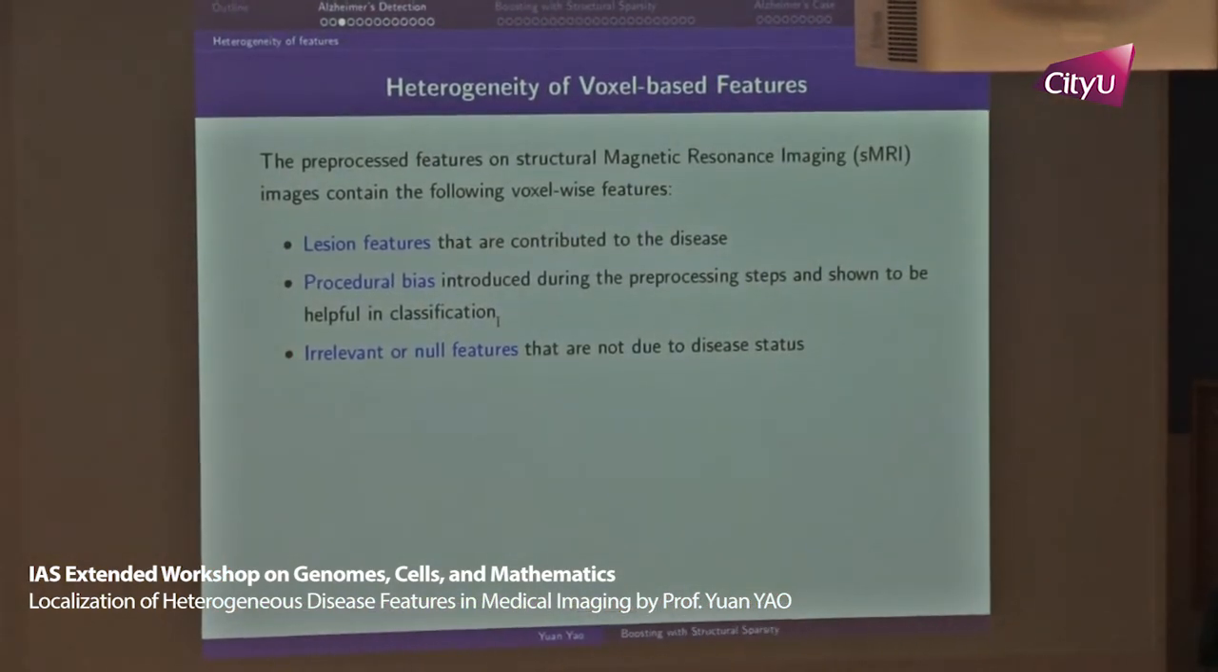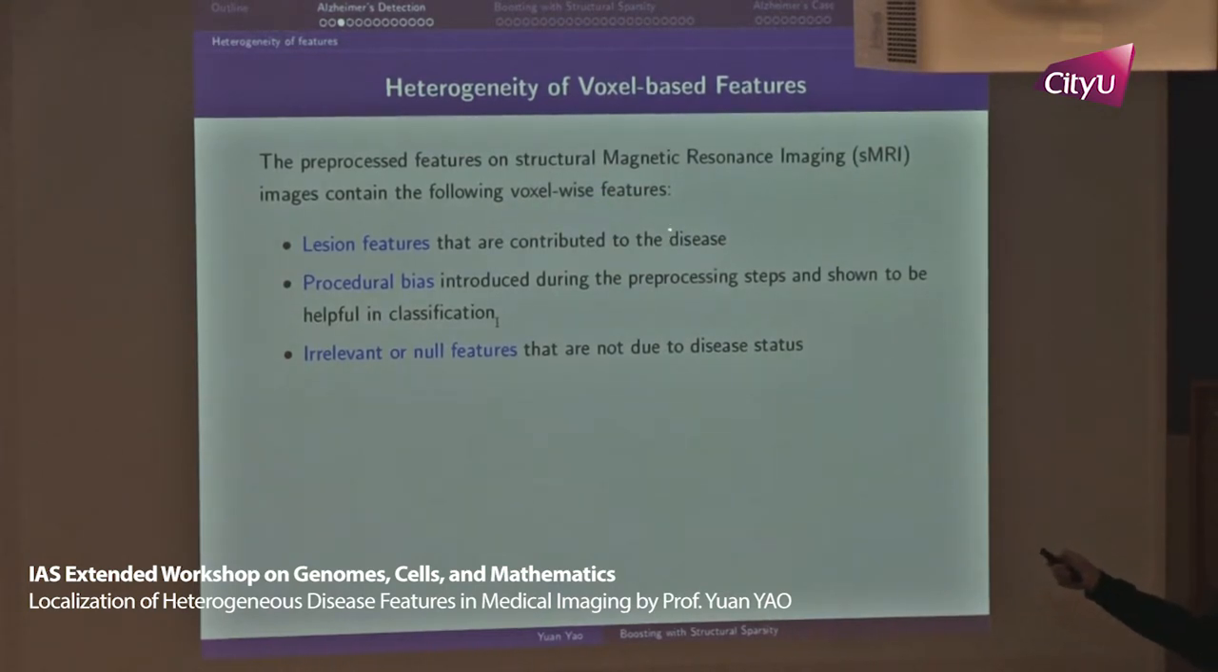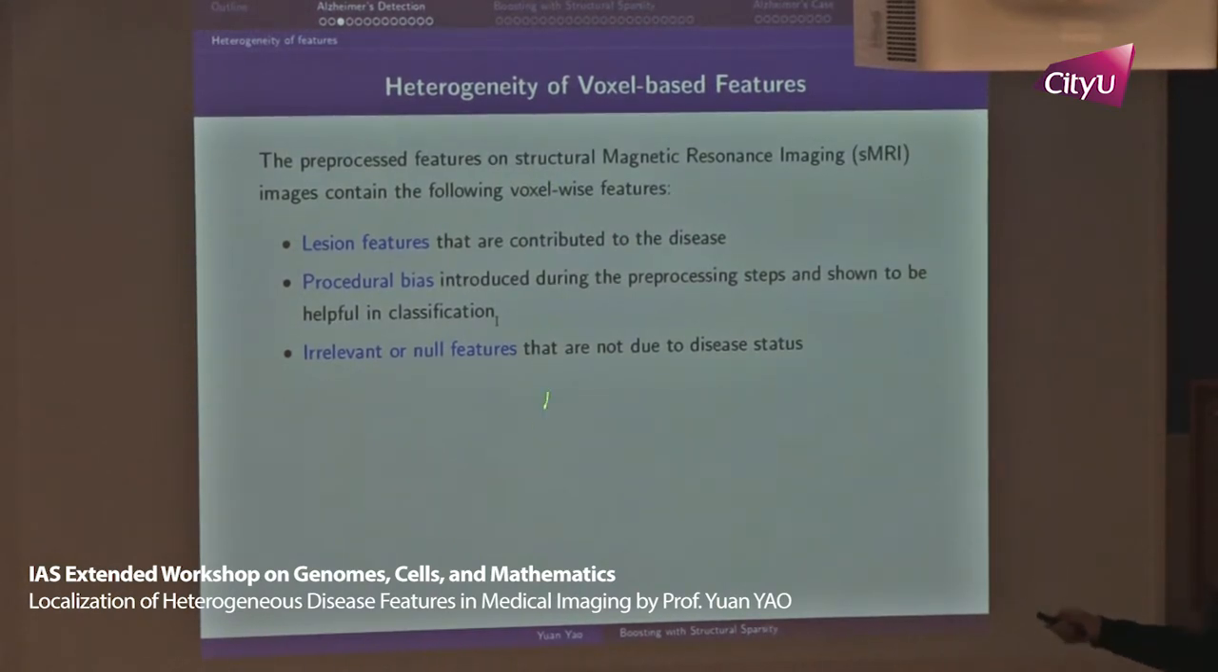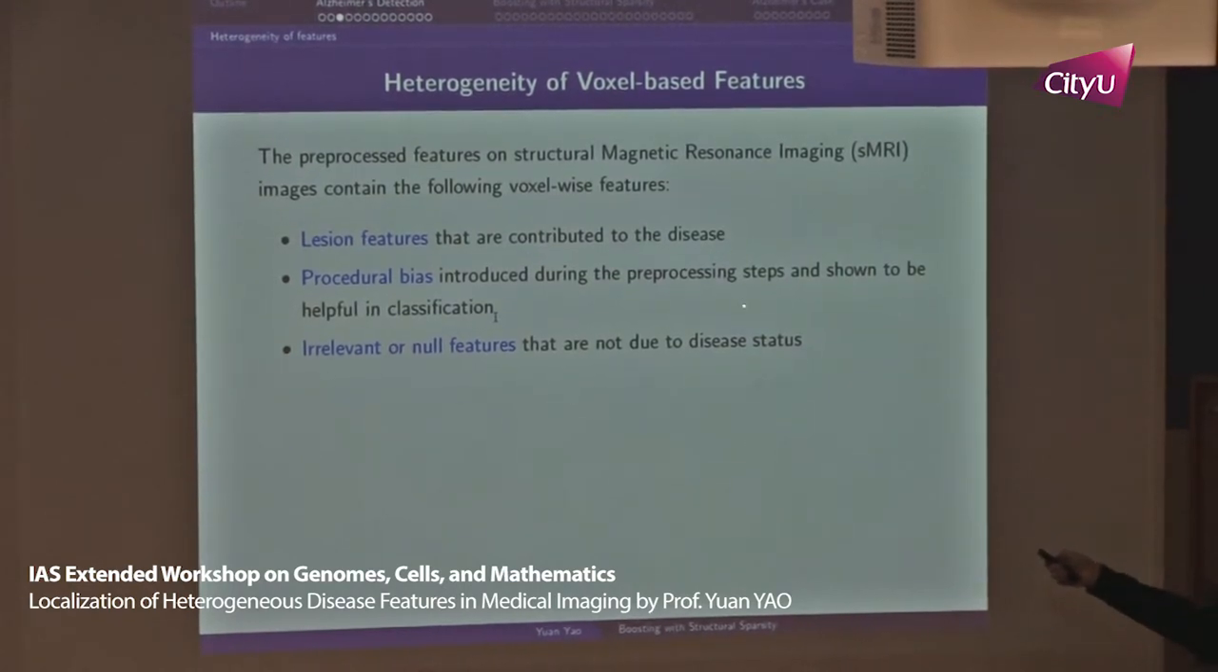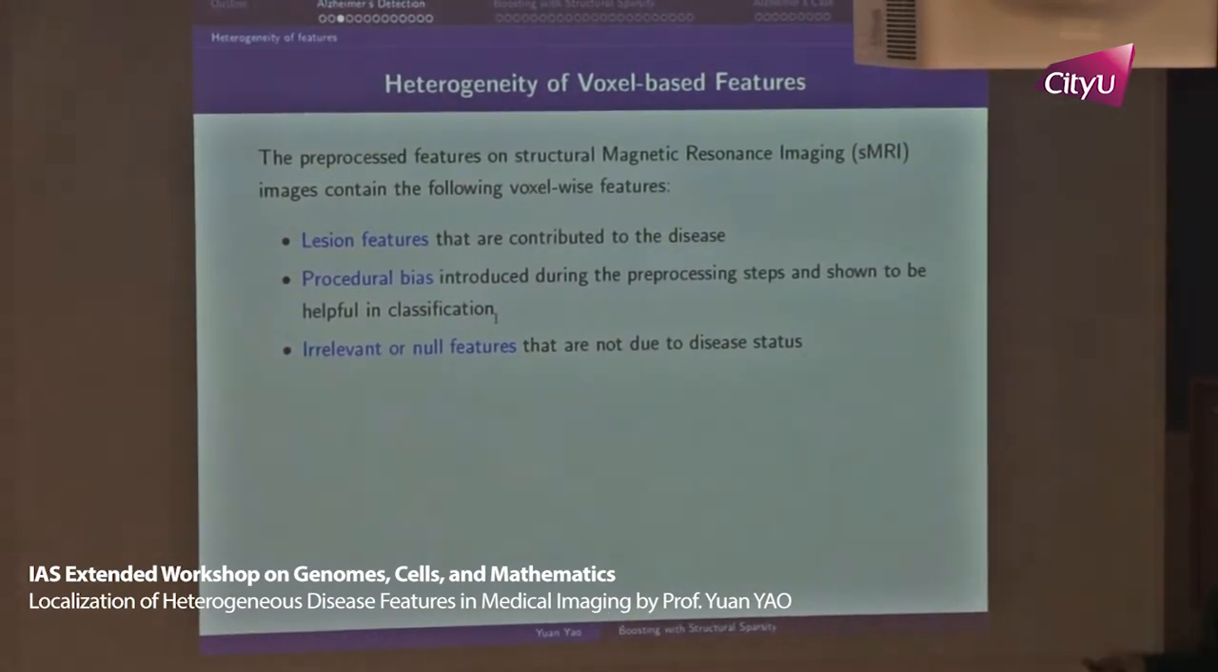Actually, there is a lot of trouble with this voxel-based data analysis. Usually, when we look at an image, we first have to preprocess the image into some voxel-based feature vector, where each feature accounts for the gray matter intensity within the voxel. When you look at those features, roughly you can find that the features become very heterogeneous. Some lesion features that we refer to as contributing to the disease usually refer to the gray matter decay in the area corresponding to the voxel.